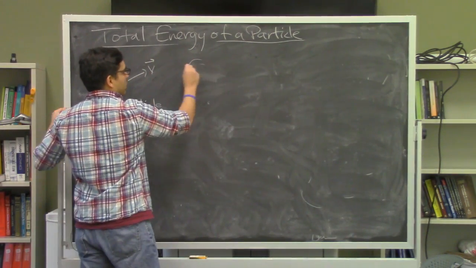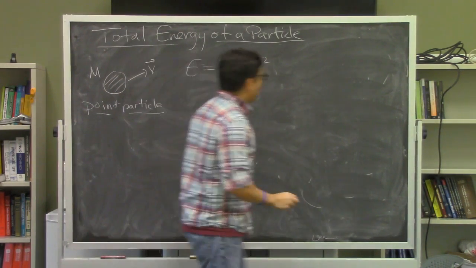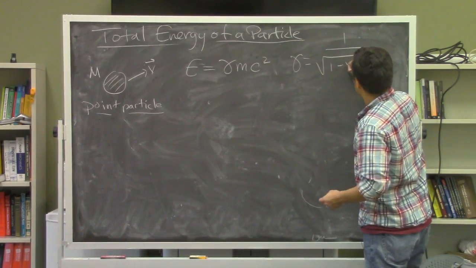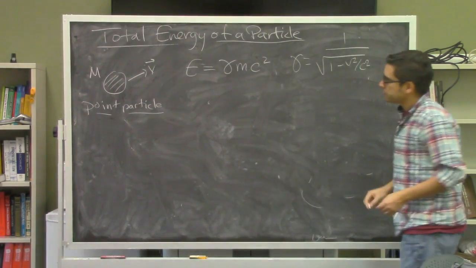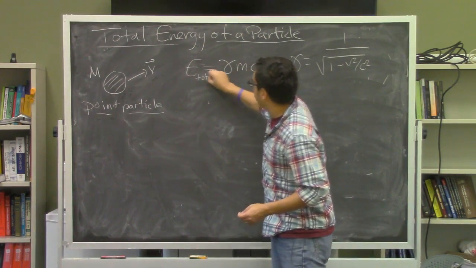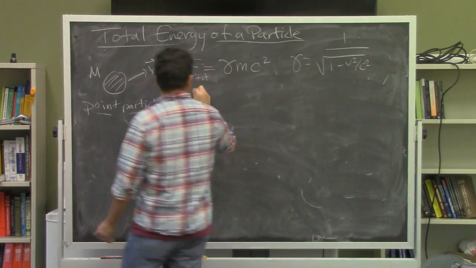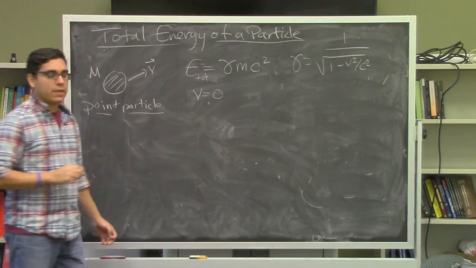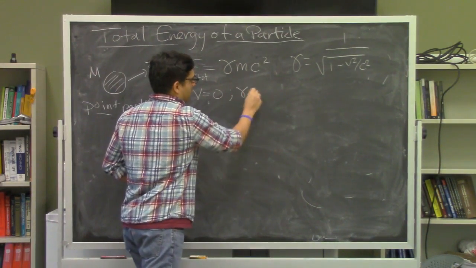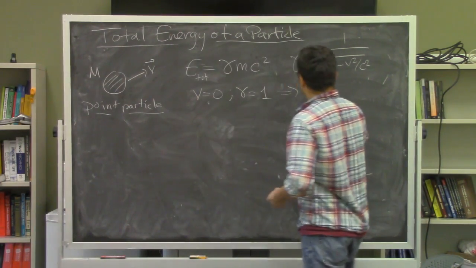So thanks to Einstein, we know that the total energy of that particle is gamma mc squared, where gamma is our old friend 1 over the square root of 1 minus v squared over c squared. Now, this is the full description of the total energy of a particle. But what's kind of interesting is if you set the speed to 0 so that the object is not moving, what happens to gamma is it goes to 1. And so there's still some energy associated with an object that is not moving.